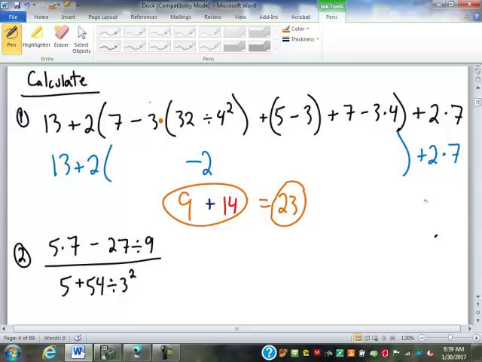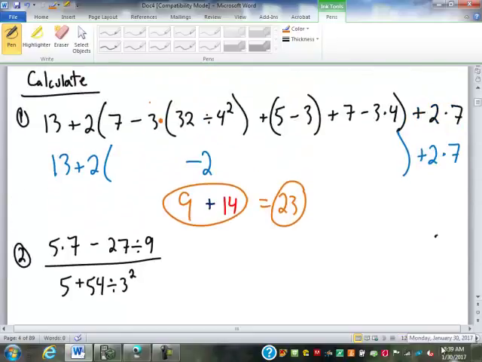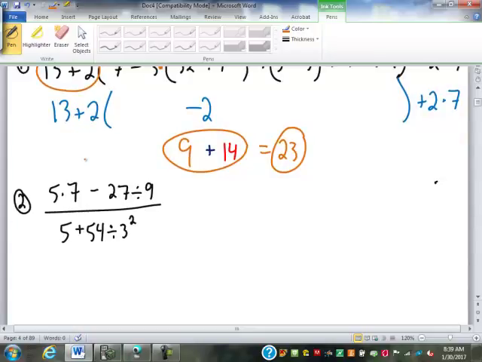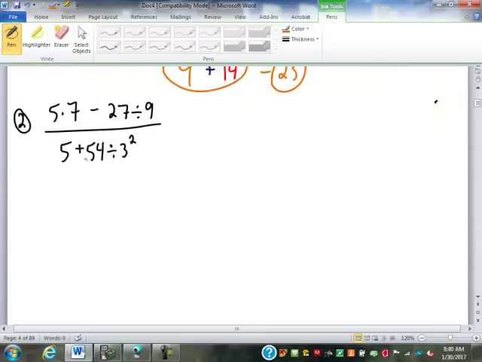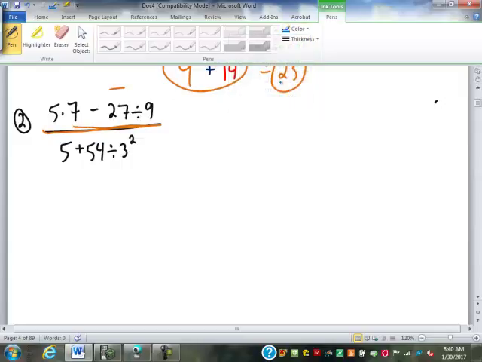Okay. There's just a lot of little steps to mess up there. Like I said, the biggest mistake most people make is they want to add that 13 and 2 right away. That's one of the last steps that we can do. Down here, that fraction bar, if you recall, is an enclosing symbol. So that means we can't do anything with it. We have to do everything on top first, everything on bottom next, and then we can do the division.